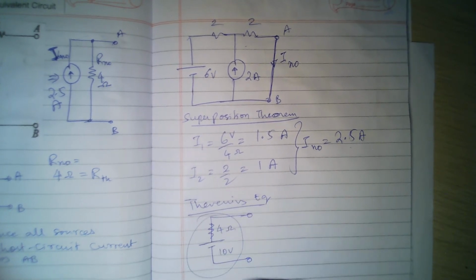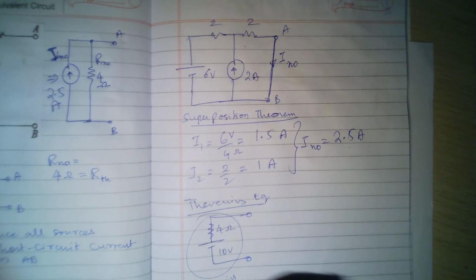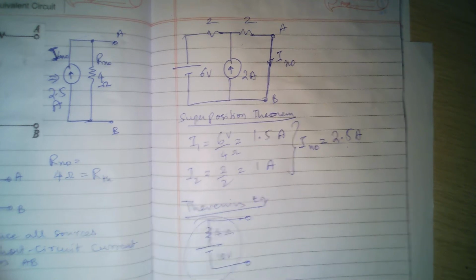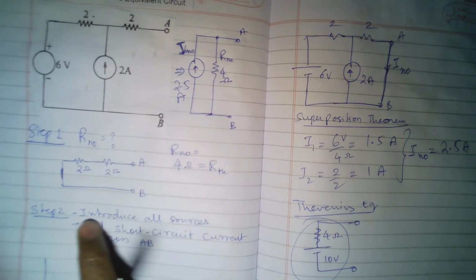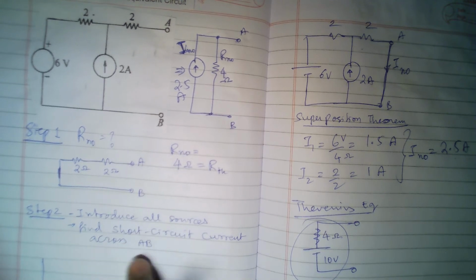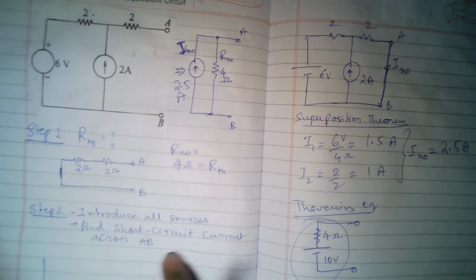Now, what is the proof? I just told you, simply use Ohm's law and then do it. So let us prove it. How do we prove it? The step 2 we will repeat. What is step 2 here? Introduce all sources, find the short circuit current. In our case now for Thevenin's, I'll find the open circuit voltage.